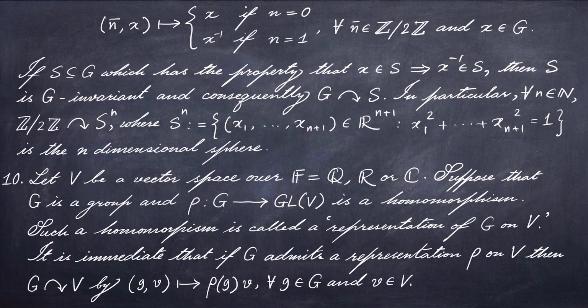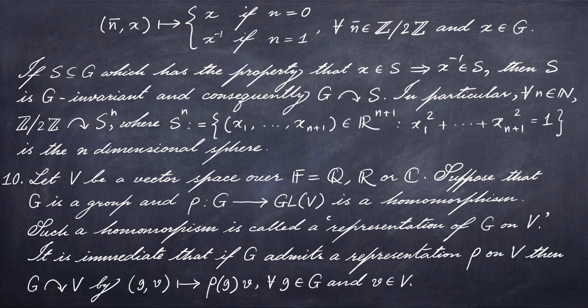So what is Sn? Sn is nothing but this collection. So for example, when n is 1, S1 is the usual circle, S2 is the sphere in R3, the two-dimensional sphere. Similarly, this is the general n-dimensional sphere. So this is a subspace of R^(n+1). Okay. And we do have an action of Z modulo 2Z on Sn.